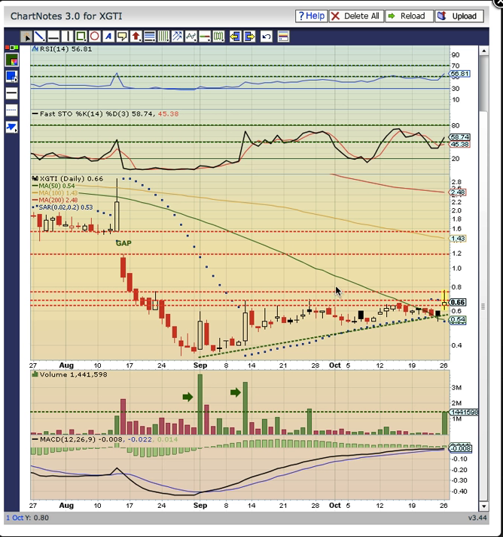But yeah, the key going forward for the bulls is to turn the 50-day moving average into support, and to look out for 100-day moving average resistance and the gap fill.